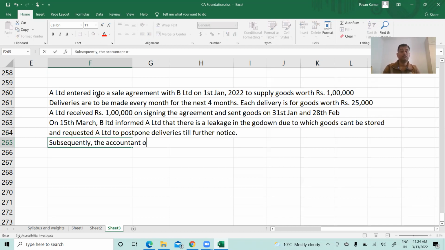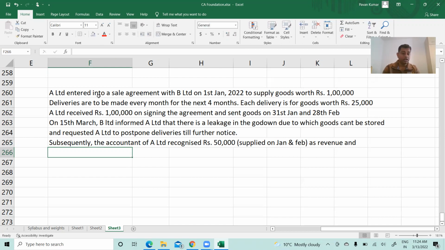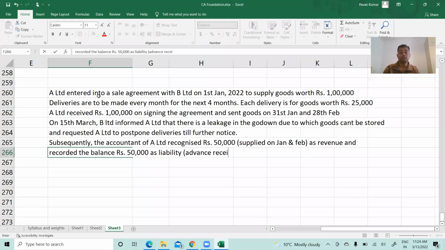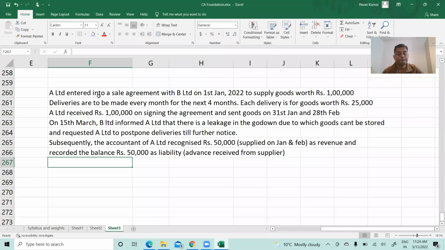Subsequently, the accountant of A Limited recognized ₹50,000 supplied in January and February as revenue and recorded the balance 50,000 as liability, advance received from customer. Is the accounting correct?